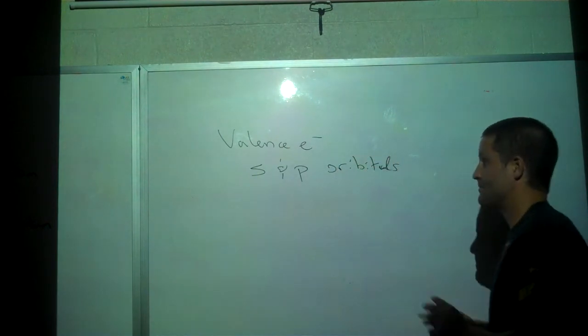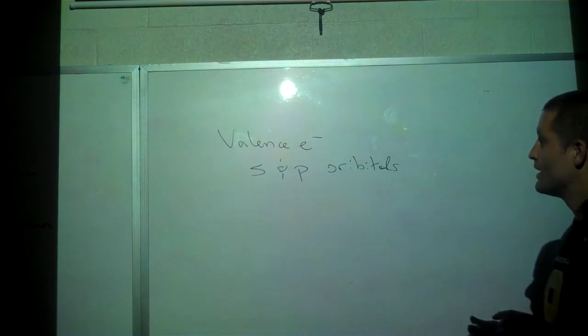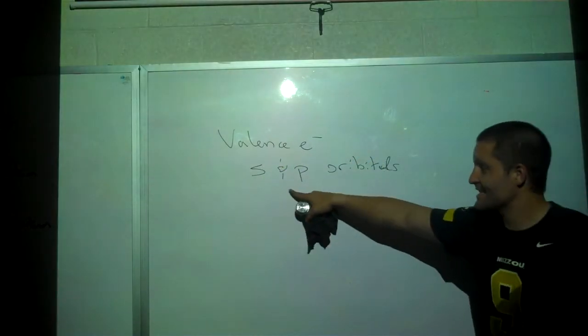S and P orbitals or S and P clouds. That's what we're talking about. D's, we're not going to worry about it. It does something weird there. So we're talking about these things here. So the valence electrons are the S and the P's.